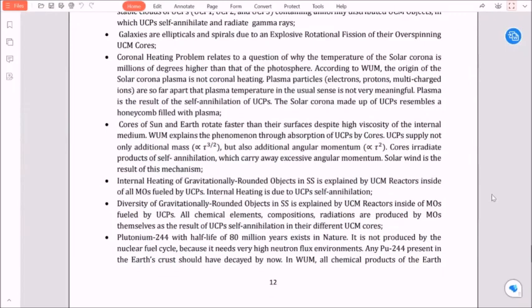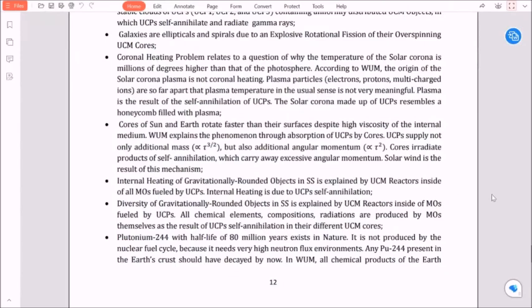Cores of the Sun and Earth rotate faster than their surfaces, despite the high viscosity of the internal medium. WUM explains this phenomenon through absorption of UC particles by cores. UC particles supply not only additional mass proportional to tau to the power 3/2, but also additional angular momentum proportional to tau squared. Cores irradiate products of self-annihilation which carry away excessive angular momentum. Solar wind is the result of this mechanism.